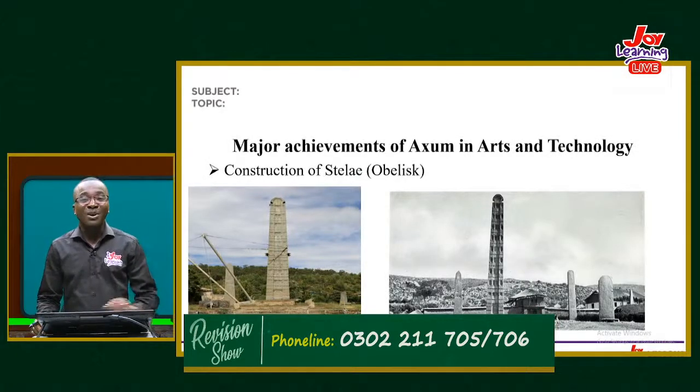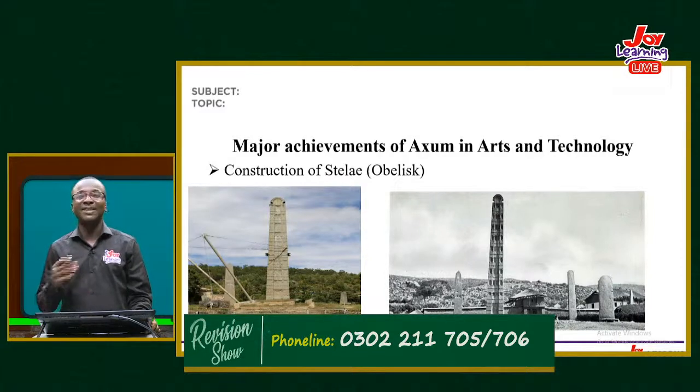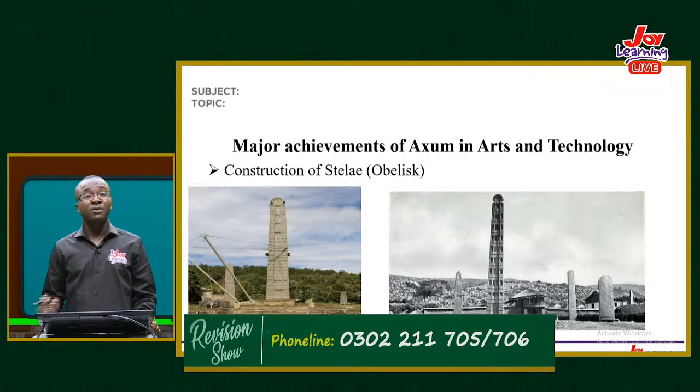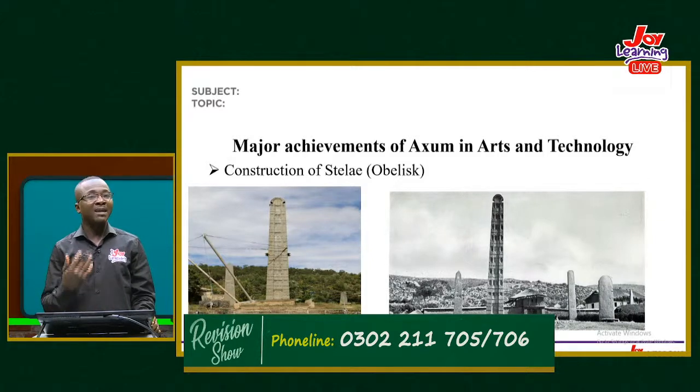Okay. Before we close the lesson, we want to look at major achievements of Axum in the area of arts and technology. So far, we've looked at the geographical location of Axum and how it helped them to establish contact with other people from other parts of the world. We have also looked at how Christianity was introduced to Axum, the impact it made on Axum. We've also looked at the various factors that enabled or contributed to the rise of Axum.